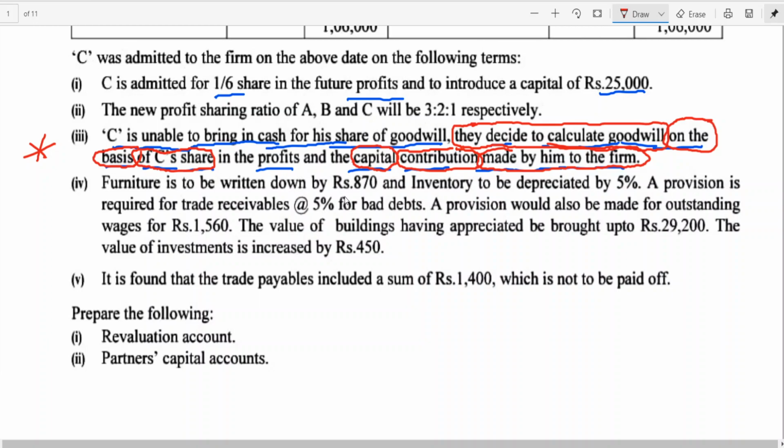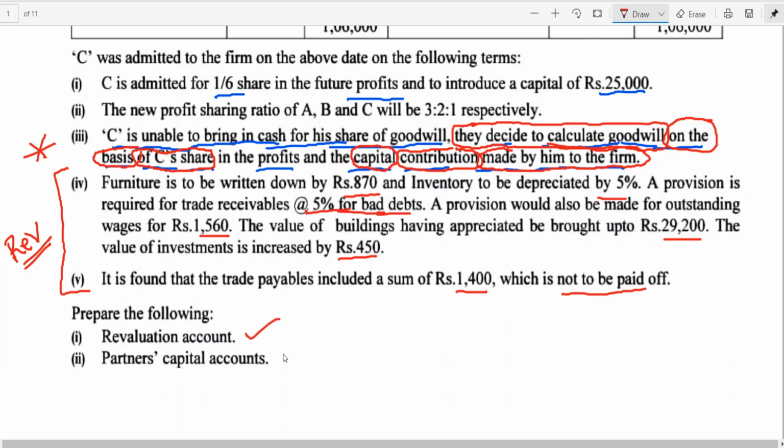Furniture is to be written down by, inventory to be depreciated by, provision at 5% for bad debts. Provision would also be made for outstanding wages. The value of building has appreciated. Value of investment increased by. It was found that trade payable includes a sum of 1400 which is not to be paid off. I think the fourth and fifth items are related to which account? Revaluation. Is this clear? These things are related to the revaluation account.